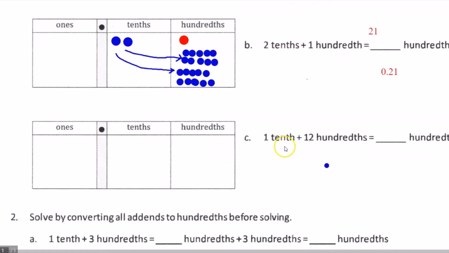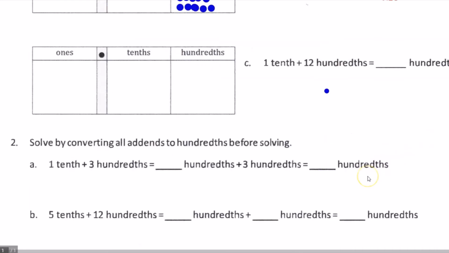You want to do the same thing here. Put the 1/10 and the 12 hundredths. Turn the 1/10 into 10 hundredths. Add it to the 12. You would get 10 plus 12. That is 22 hundredths. Very simple.